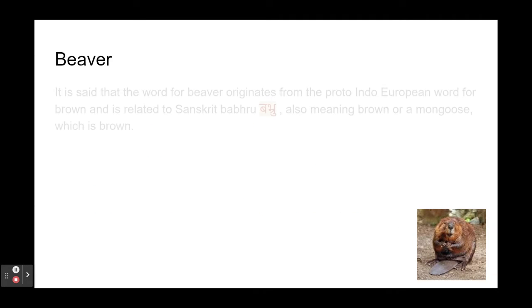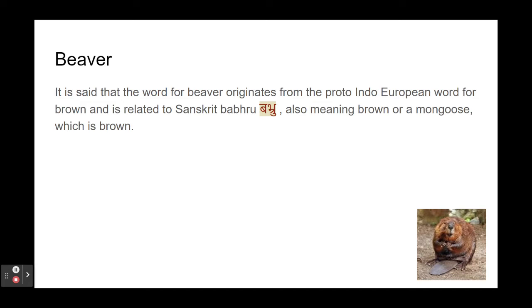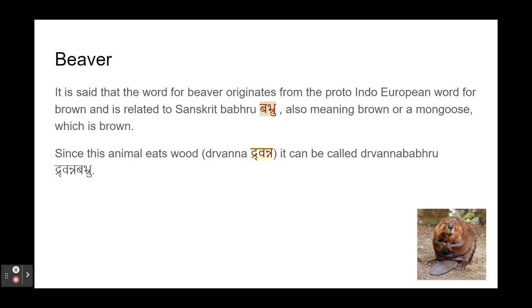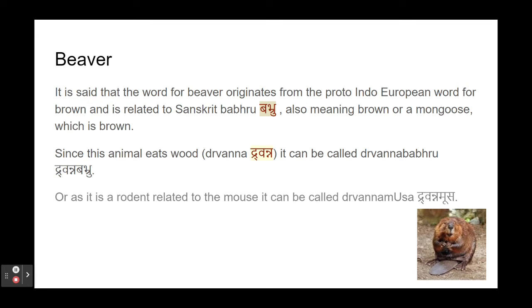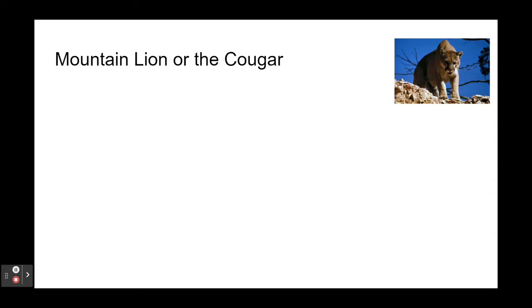now let's talk about beavers. It is said that the word for beaver originates from the Proto-Indo-European word for brown and is related to Sanskrit babru, also meaning brown, but it also refers to a mongoose. Since the animal eats wood, the Sanskrit term for a creature that eats wood is dravarna, literally wood for food, and thus it can be called dravarna babru, or the brown creature that eats wood as food. Or, since it's a rodent related to the mouse, it could be called dravarna musha, or a mouse that has wood for food.